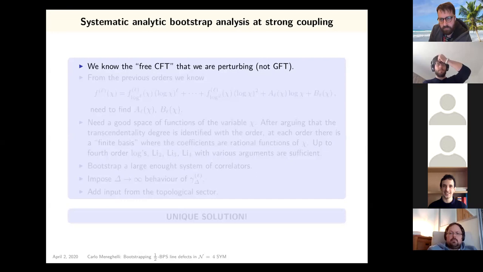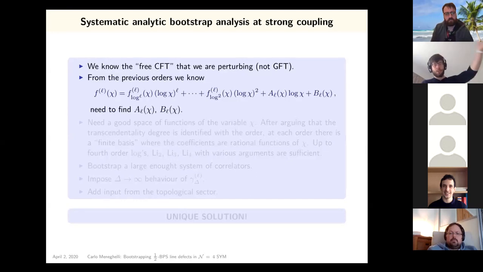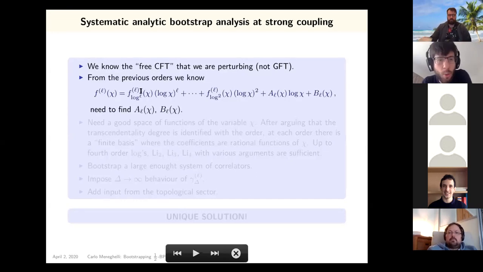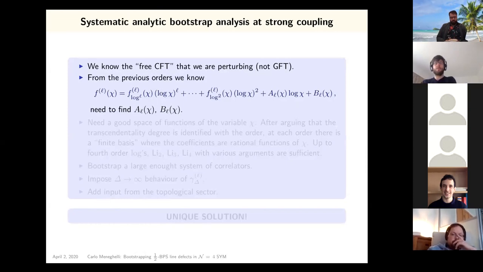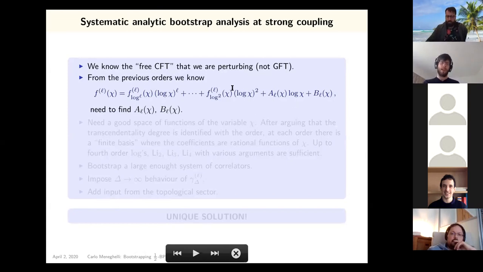And the idea is that at a given order in perturbation theory, we know all the higher log terms up to the linear log and the non-log term in the small chi expansion. We know them all because, if we did a good job in the previous orders, we know enough CFT data to extract all these functions, which is good.